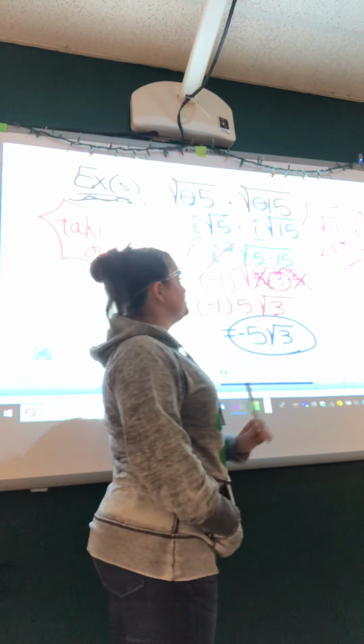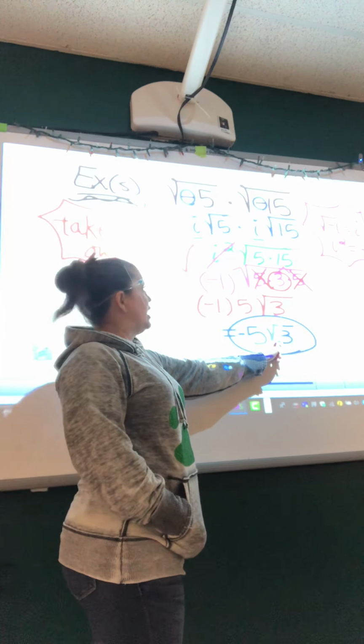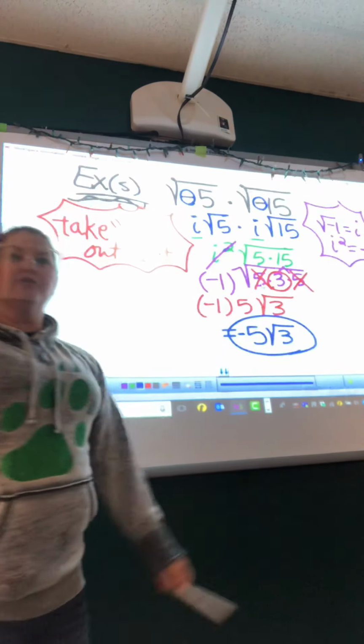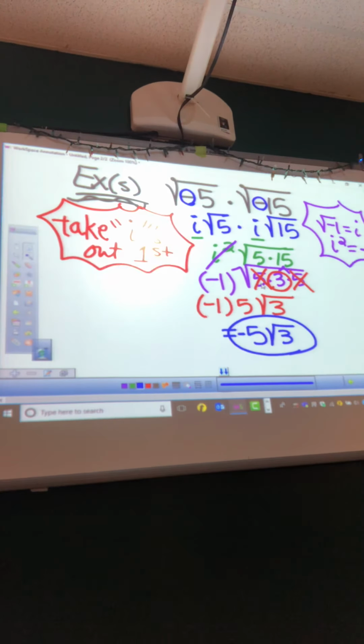For every 2 of the same factor, 1 comes out. That 3 stays underneath because it's prime. i squared is negative 1. That's one of the 2 important things I said we needed to put in our memory banks. Okay? i's out first so that we all get the same correct answers. All right? Very good.